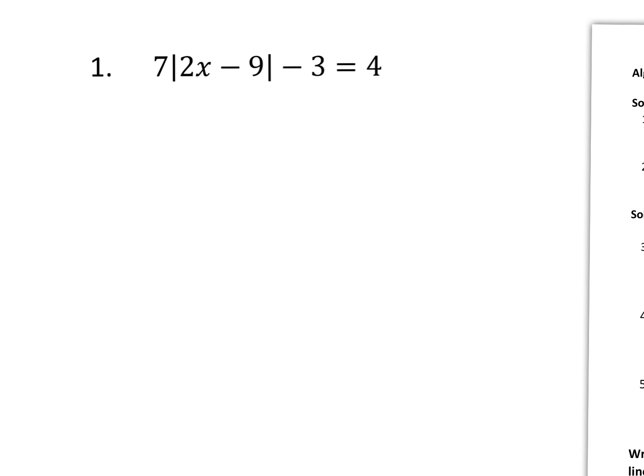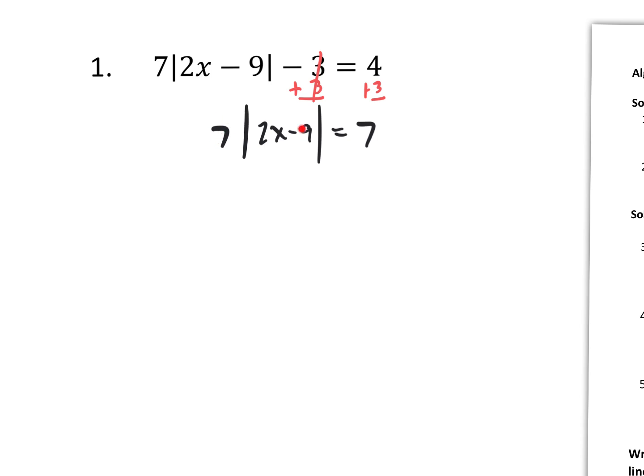So when we solve an absolute value equation or inequality, the first step is to isolate the absolute value. You want to get this by itself on the left side of the equal sign. You don't want the 7, you don't want the -3. So we're going to get rid of that -3 first by doing the opposite, +3. Whatever you do to one side, do to the other side, +3. So we have the new equation, 7 times the absolute value of 2x minus 9, close absolute value, equals 7.